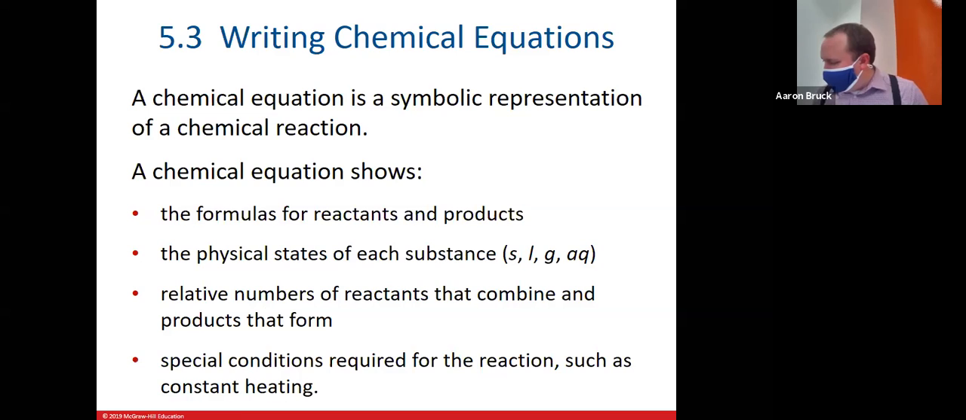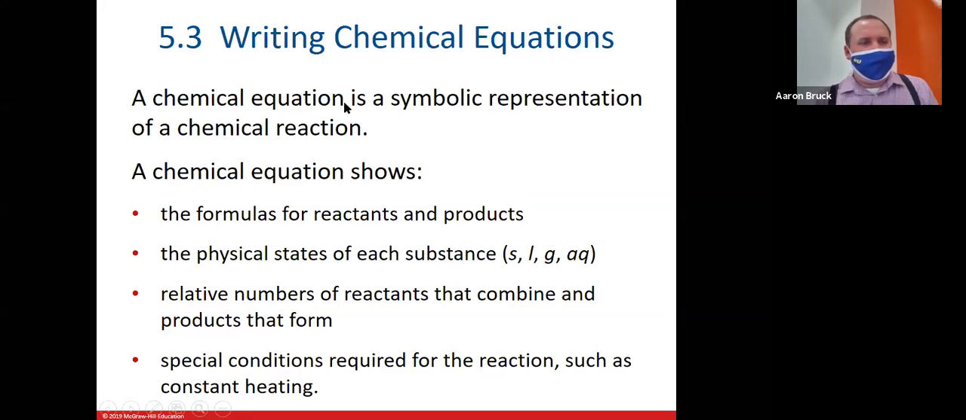And so we come now to talking about chemical reactions and chemical equations. And a chemical equation is a symbolic representation of a chemical reaction. Ultimately, it shows a couple of things. First of all, it gives us the chemical formulas for the reactants and the products. A proper chemical equation also tells us in what phase of matter those reactants and products exist.